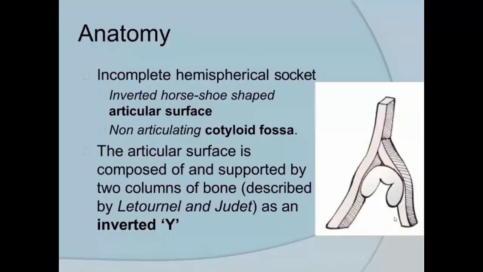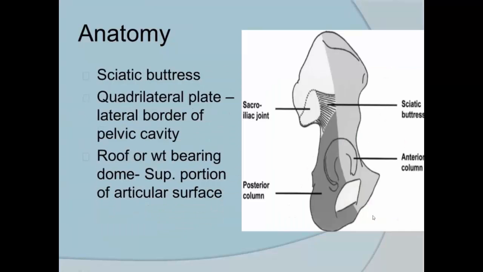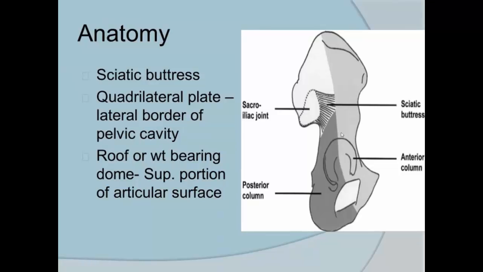And the acetabulum itself is a hemispherical socket, so it's an inverted horseshoe-shaped articular surface and a non-articulating cotyloid surface. Then the supports are the sciatic buttress, which joins with the sacroiliac joint and provides the stability, and the quadrilateral surface. So knowing this much of the anatomy will help us understand the classification and subsequently the management.